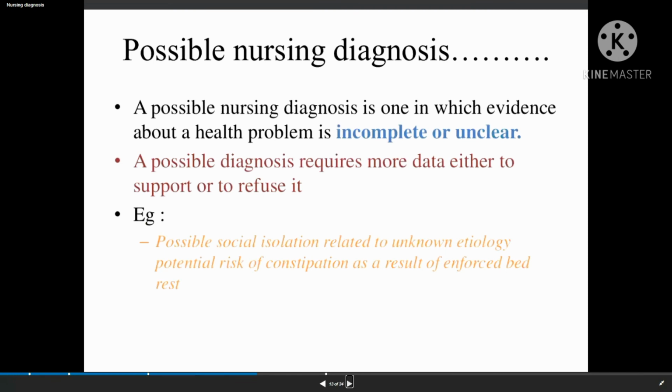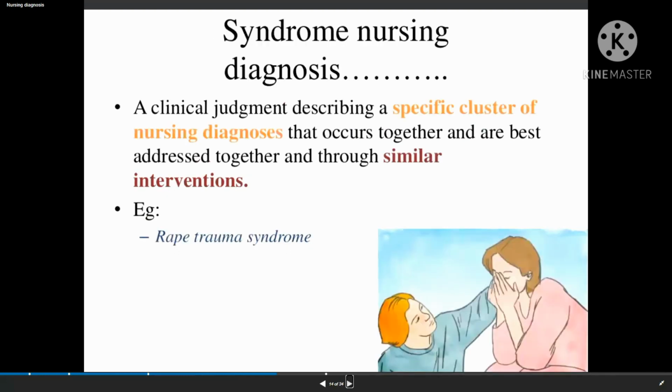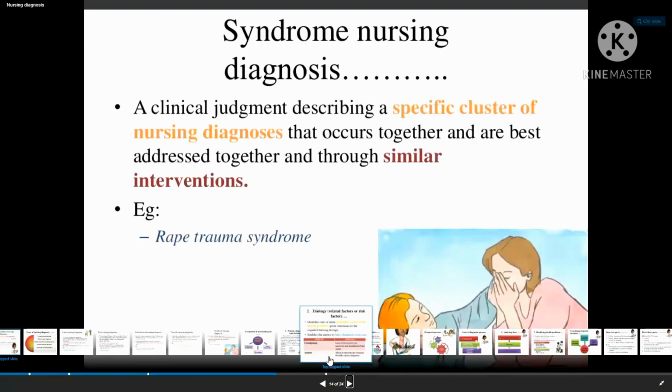A possible nursing diagnosis is one in which evidence about a health problem is incomplete or unclear. A possible diagnosis requires more data either to support or to refute it. For example, possible social isolation related to unknown etiology, or potential risk of constipation as a result of enforced bed rest. So these are the possible nursing diagnoses.